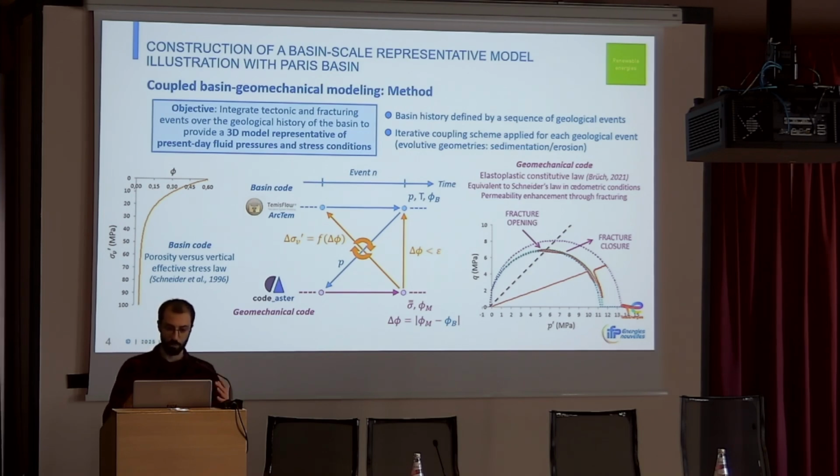And how the coupling works: it's an iterative coupling between the basin and the geomechanical code applied to each geological event. So the basin simulator calculates the pressure, temperature, porosity, and so on. And it gives this information to the geomechanical code, to Code_Aster, that calculates the effective stress and a new porosity. And if the mechanical porosity is close to the basin porosity, we go to the next event. If it's not good, we redo the event with new information for the basin of the stress that the layer is seeing.